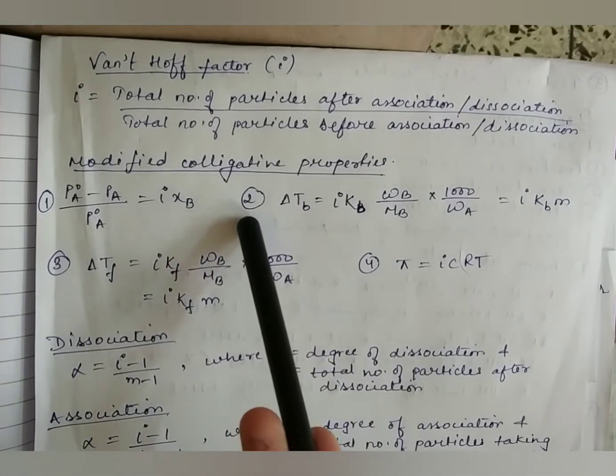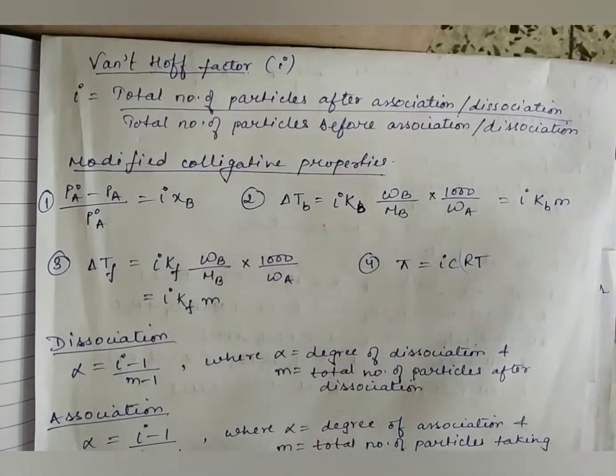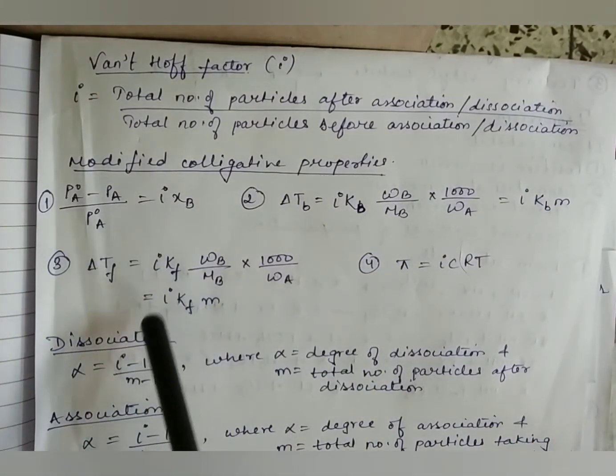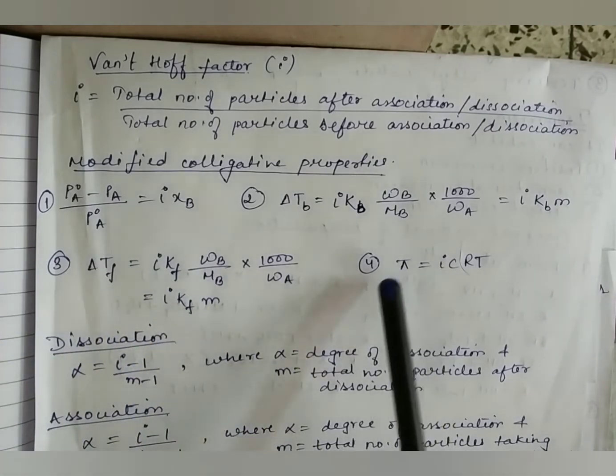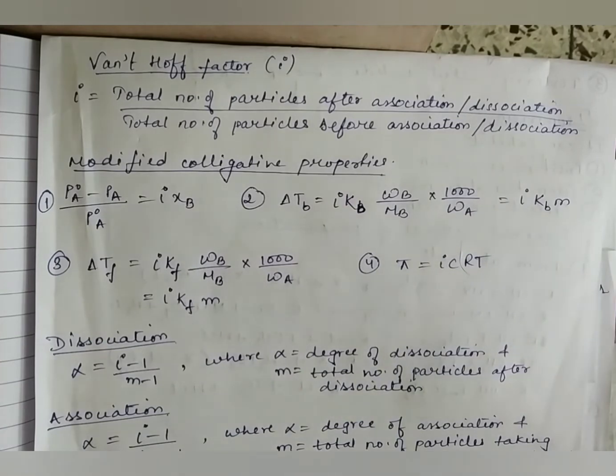Similarly, for elevation in boiling point, delta TB is equal to iKBm. In case of depression in freezing point, delta TF is equal to iKFm, and in case of osmotic pressure, pi is equal to iCRT. So these are called modified colligative properties, which will give you the exact molecular mass.